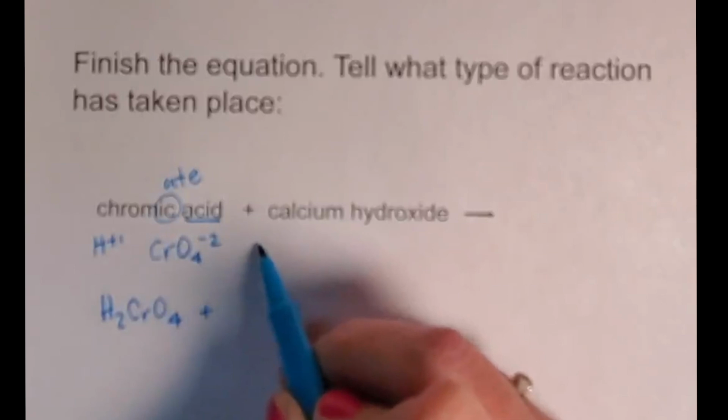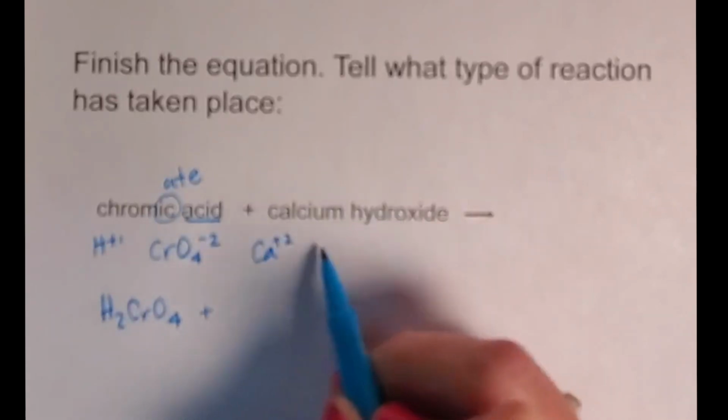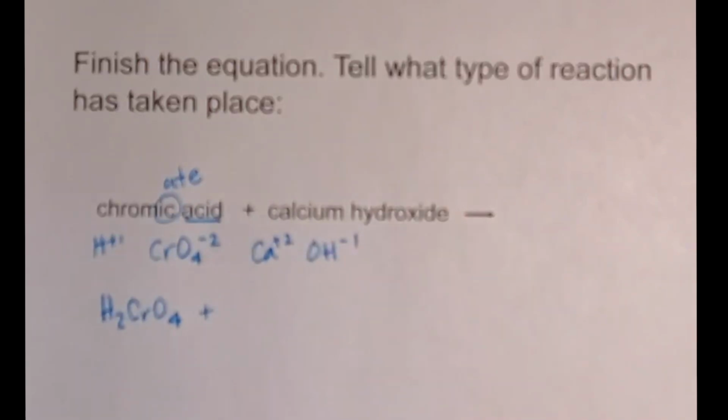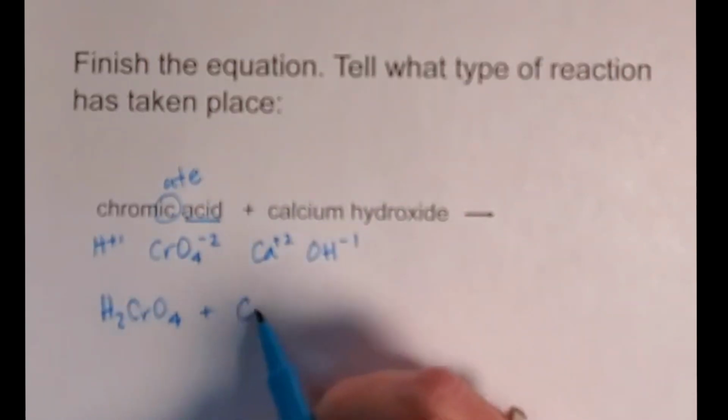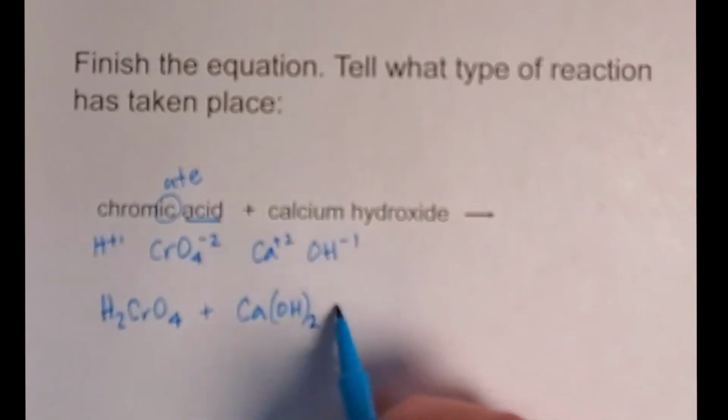We look up the calcium and see that it has a Ca plus 2. Hydroxide is an OH minus 1. And then we switch the charges. It's really important to remember the parentheses around hydroxide. Those are easy to forget. So we get Ca(OH)2.